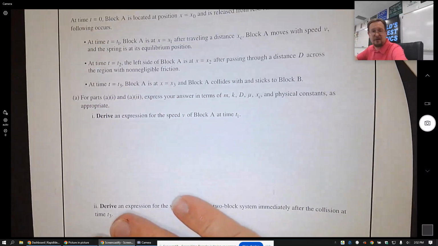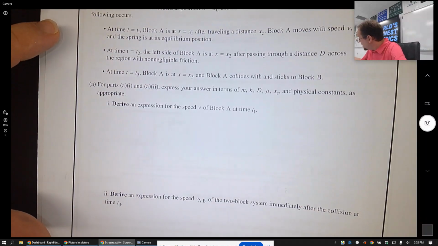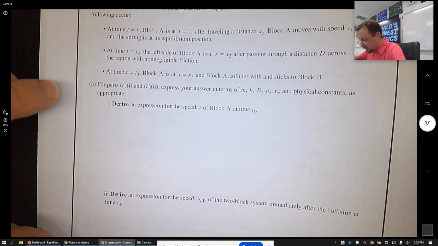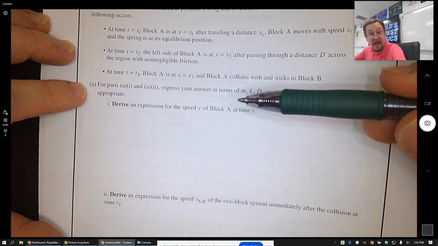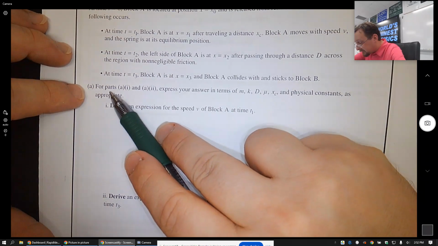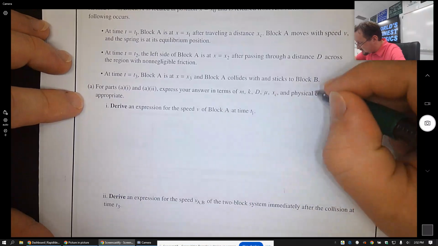Oh gosh, this is so much reading. It's like freaking reading War and Peace. Okay, the question is, what color pen am I going to use? I'll use green. I don't know if you can tell that that's green. Looks black there, but it's green. Okay, for part A, express your answer in terms of the given quantities.